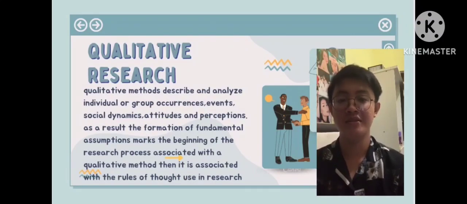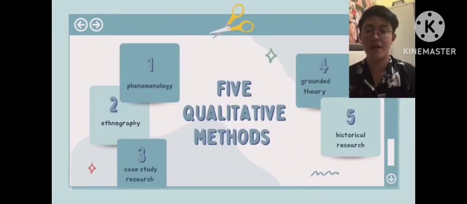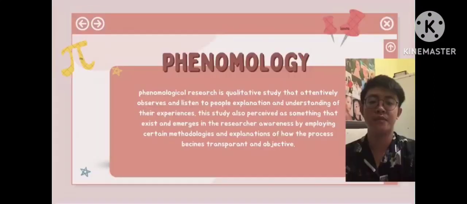Qualitative research seeks to comprehend study participants' behavior, perspectives, and motives using words and language in a natural setting and natural techniques. Qualitative research has fewer respondents or study objects than quantitative because it prioritizes data depth above data quantity. There are also 5 qualitative methods. The first one is phenomenology, the second is ethnography, the third is case study research, the fourth is grounded theory, and the last is historical research.